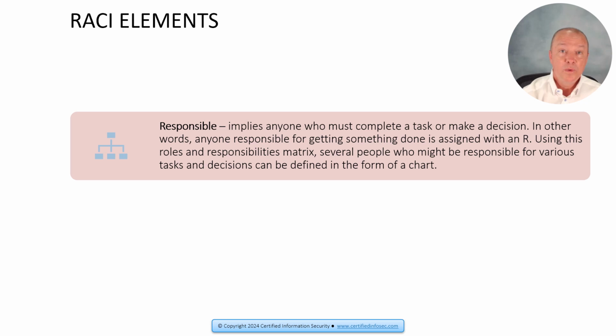In other words, we need to be able to understand the actual responsibilities, which implies anyone who must complete the task or make a decision. In other words, anyone responsible for getting something done is assigned an R in the RACI matrix, and we would be looking to see if that person or people were getting their part of this recommended implementation task properly completed. So remember that using this roles and responsibilities matrix, several people might be responsible for various tasks and decisions, and they could be defined and assigned in the form of a spreadsheet or chart.